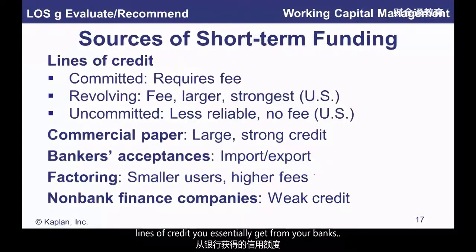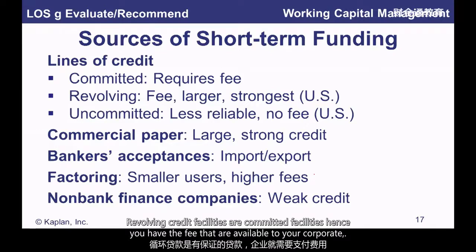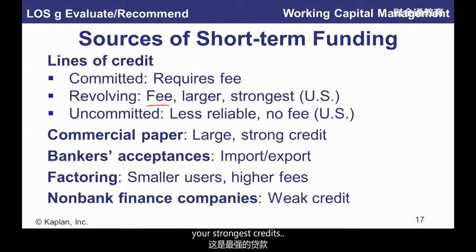Lines of credit, you're essentially borrowing from your bank here. You can have a committed line of credit or an uncommitted line of credit. Now, if it's committed, so the bank has that cash set aside for you to draw down on as you need it, you're going to have to pay a fee for that commitment. So that's going to be fairly expensive. Revolving credit facilities are committed facilities, hence you have the fee. And really, these are available to your larger corporates, to your strongest credits.